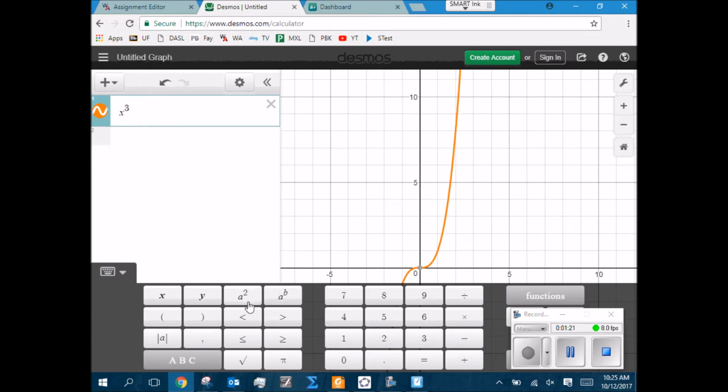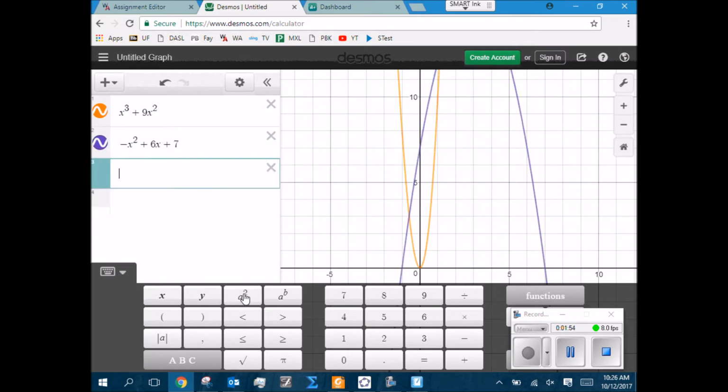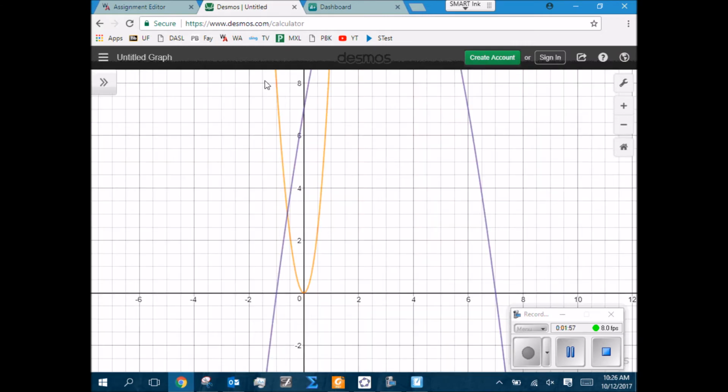Another way to do it is to actually use their predefined function down here. Now they got squared, so you put squared in, but then you can hit your left directional key and it'll get you back up to that exponent. You can delete it then and push 3 if you want to. But then I'll go plus 9x squared. Okay, and that's the cubic. And then the other one was negative x squared plus 6x plus 7. And there's the quadratic.